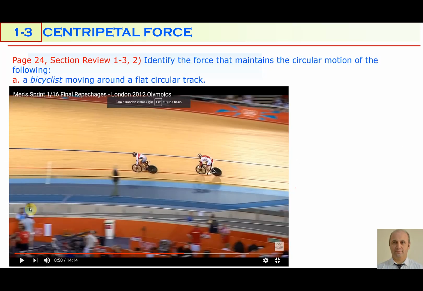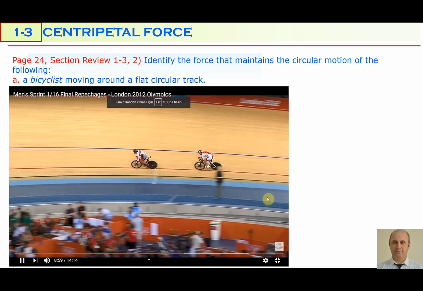And the next question is about a bicycle and bicyclist. Identify the forces that maintain the circular motion of the following: a cyclist moving around a flat circular track. So first, I'm going to show you a movie. While a cyclist is moving around a flat circular track, how is their body aligned relative to the ground? Let's see it and then watch the motion.